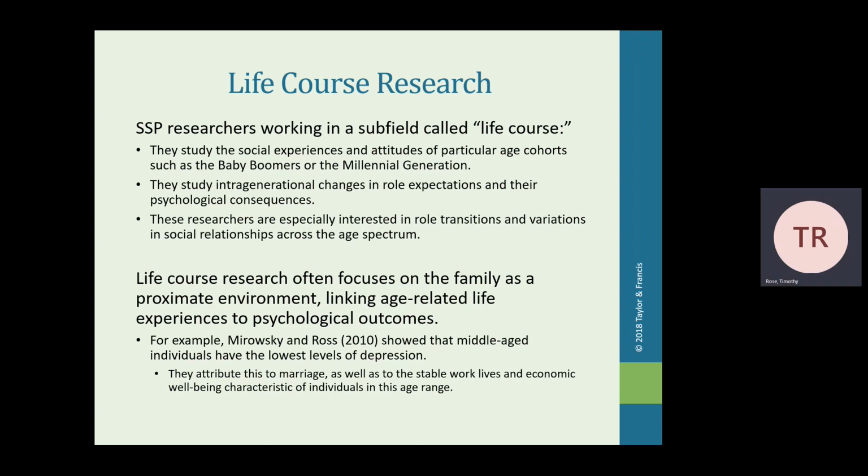How do your roles and views and attitudes and behaviors change as you move through your life course from being a teenager, young adult, middle adult, older adult, retired, elderly, right? This life course research focuses on the family as a proximate environment, and it links age-related life experiences to psychological outcomes. For example, Mirowsky and Ross 2010 showed that middle-aged individuals have the lowest levels of depression. They attribute this to things like marriage, stable working lives, and economic well-being of the individuals in this age range.